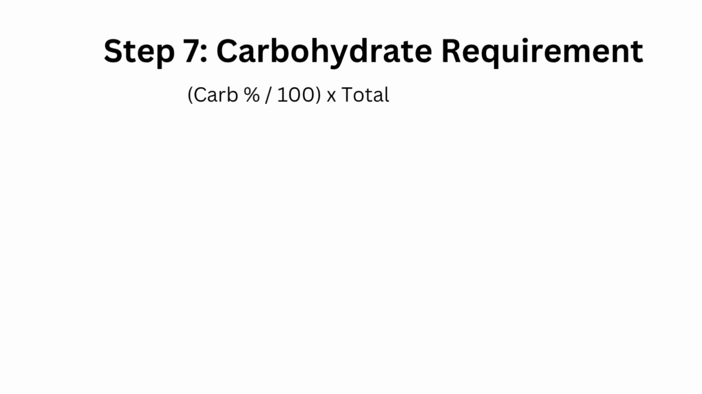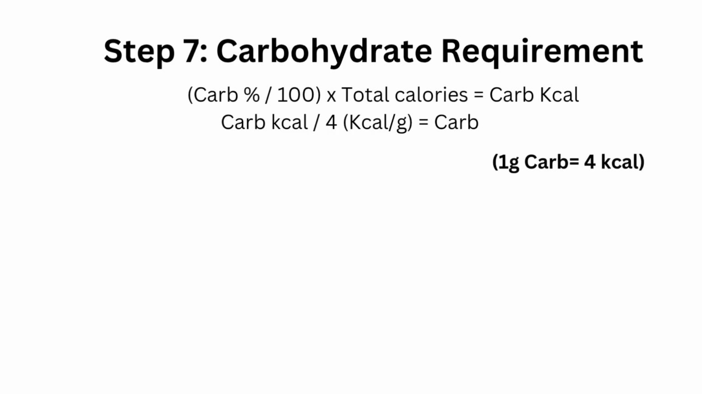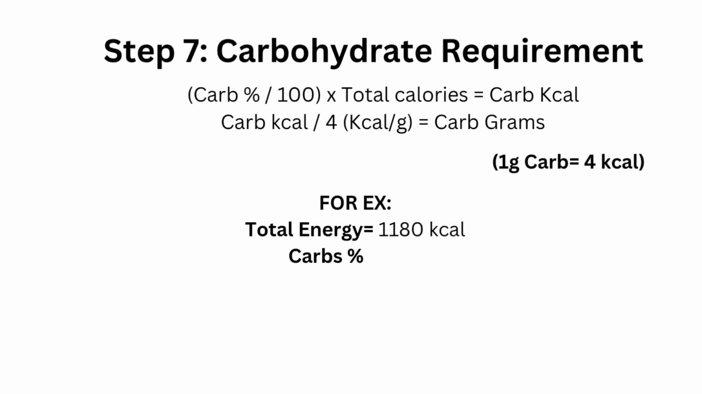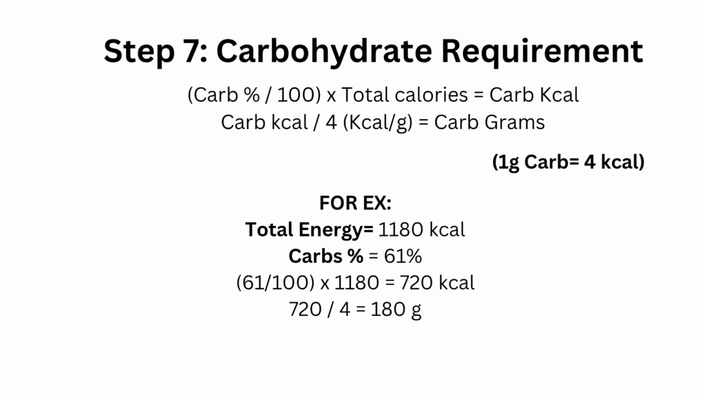Now we calculate carbohydrates. Carbohydrates fill the remaining calorie gap after we adjust protein and fats. In our case, modified RDA gave us 61% of carbohydrates. So we take 61 divided by 100 multiplied by total calories 1180. This gives us around 720 calories of carbohydrates. Since 1 gram of carbohydrate provides 4 kilocalories, we divide 720 by 4. That gives us 180 grams of carbohydrates per day.